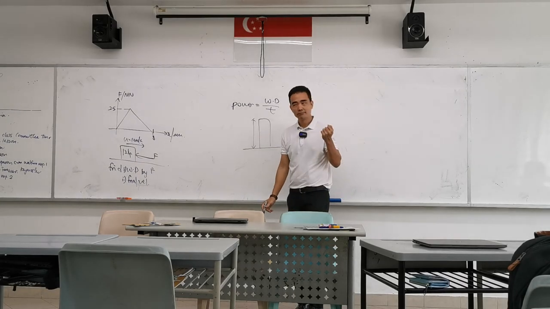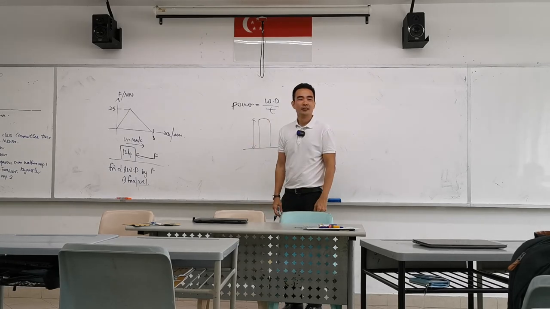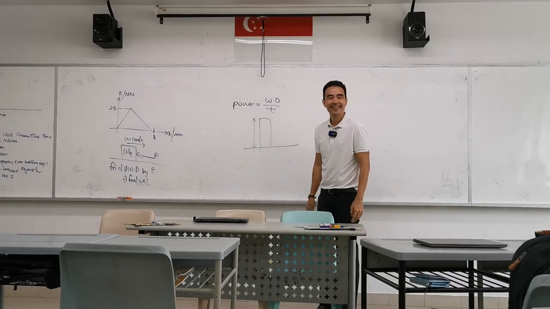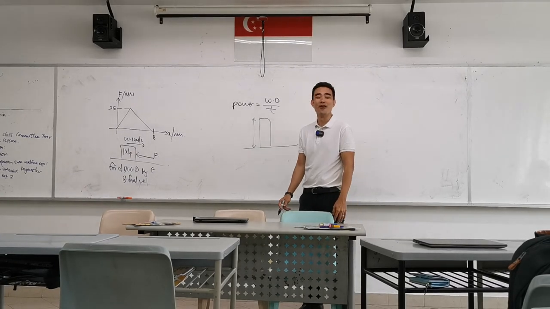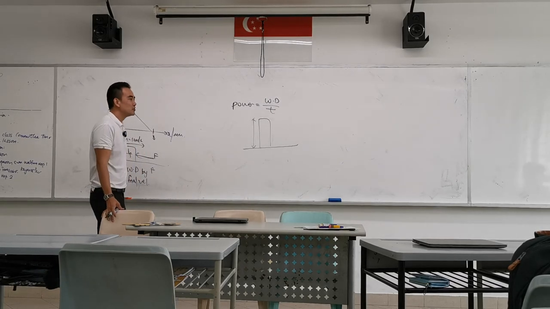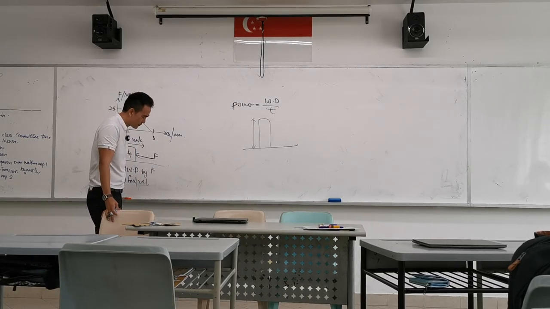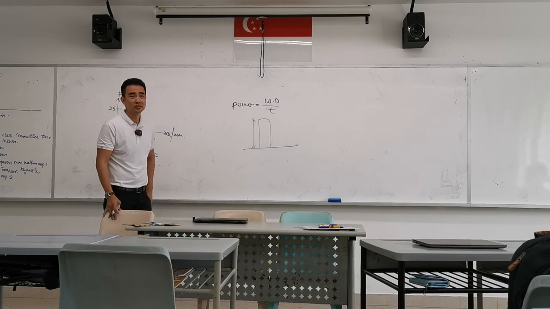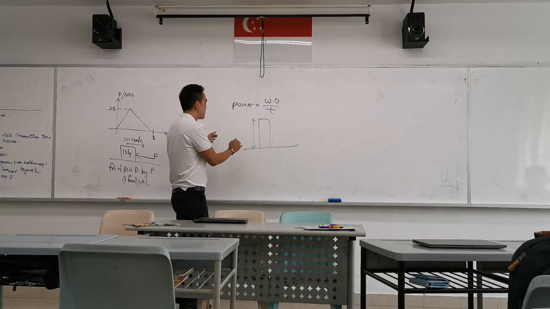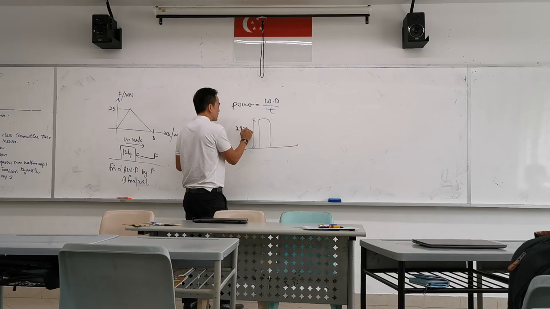Tallest building in Singapore? Your definition of tall is interesting. It used to be the UOB building, since a long time ago. Then it was overtaken by the Tanjong Pagar Tower. It's about, I think if I'm not wrong, 282 meters.